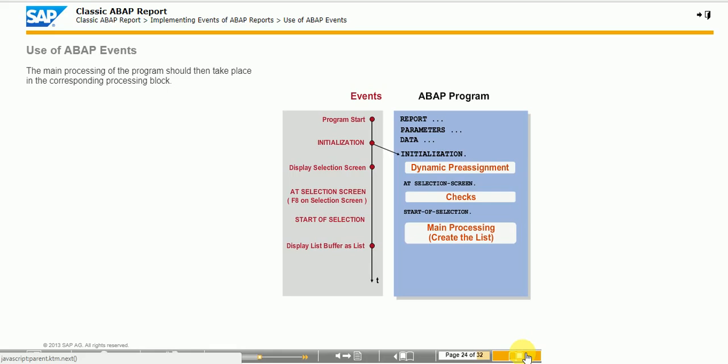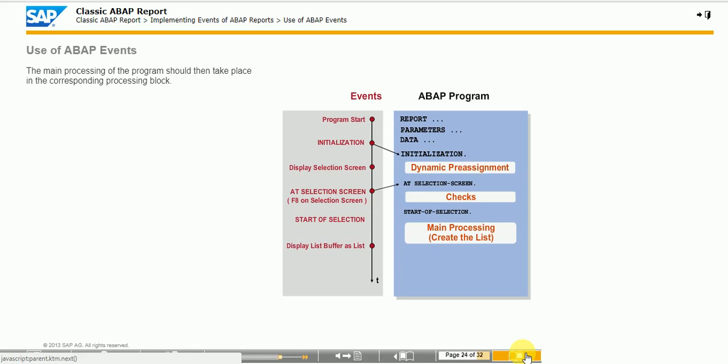If the user clicks a push button on the selection screen, thus triggering process after input, or PAI, the system transports the entries into the corresponding internal parameters variables of the program and triggers the At Selection Screen event. The corresponding processing block is therefore suitable for an input or authorization check.